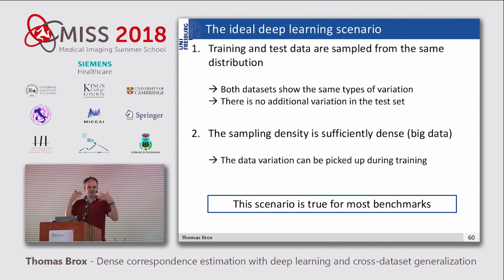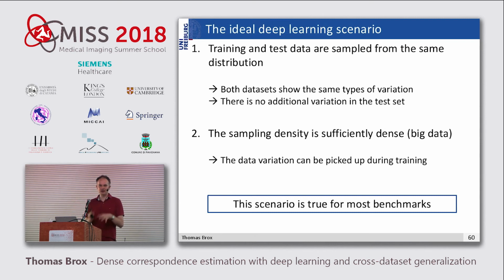Yeah, so really, training and test set, they are different, but they show the same kind of variation. And also, the second assumption is that the sampling density is sufficiently dense. So you have big data so that you can really sample the variation that you see in the data, and you can learn from that.